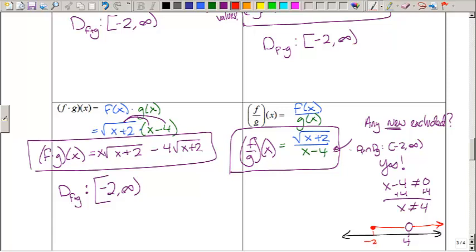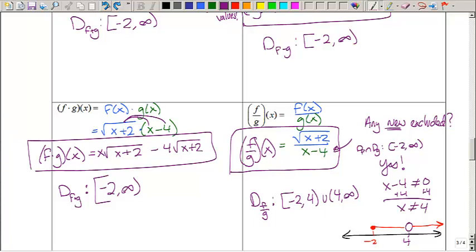So this new function is coming in and saying, okay, I agree with your party list for the blue, I agree with your party list for the original green, but I'm now including a new domain restriction. I'm not going to invite 4 to my party because he would make the denominator 0 for my new function. So my domain for my f divided by g function is going to be -2 till 4, including the -2, union 4 until infinity. And this is my new domain for the f divided by g function that we created.